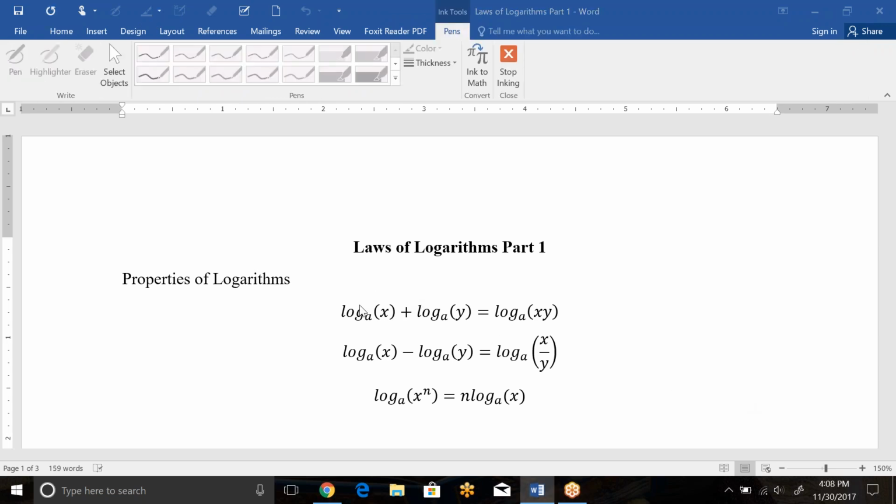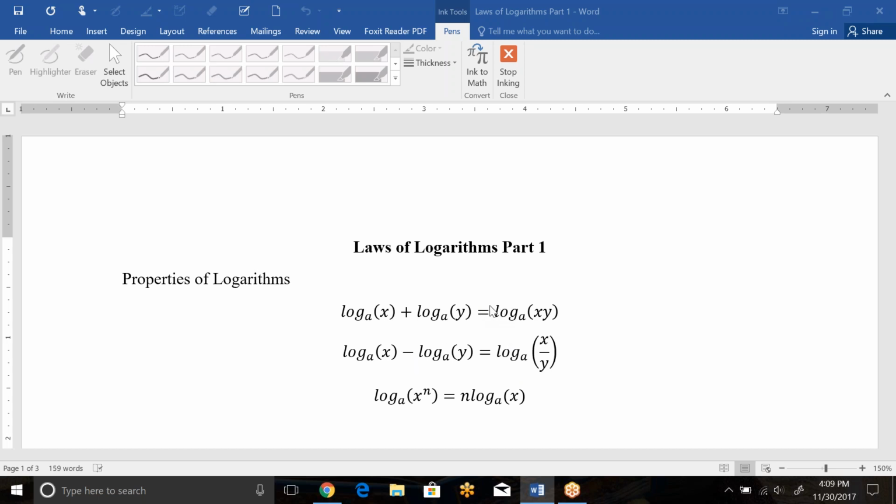So our properties are as follows. If you have two logs that have the same base and you are adding those two logs together, you can condense that down to a single log with the same base and you multiply the two arguments together. Or you can take a log that has this base A and an argument that has multiplication inside, and we can then split this into two separate logs with that base and the two separate arguments. So it goes either way.